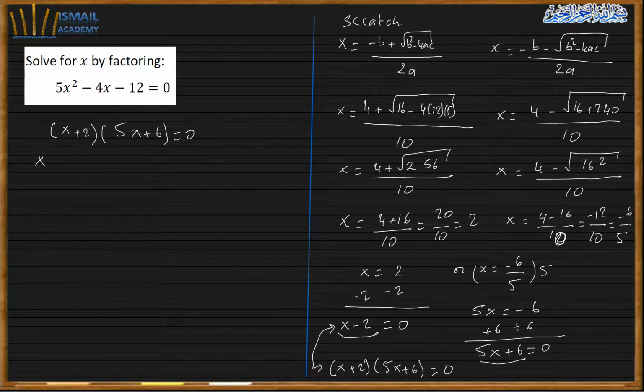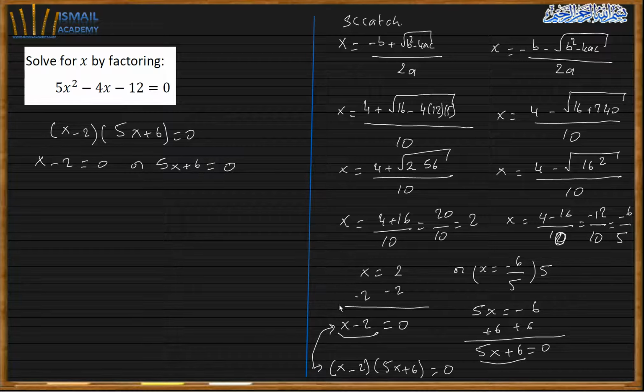Sorry, this should be x minus 2. Yes, x minus 2. Here should be x minus 2. I don't know where I got this plus from. Alright, so this is minus. So you do x minus 2 equals 0, or 5x plus 6 equals 0.